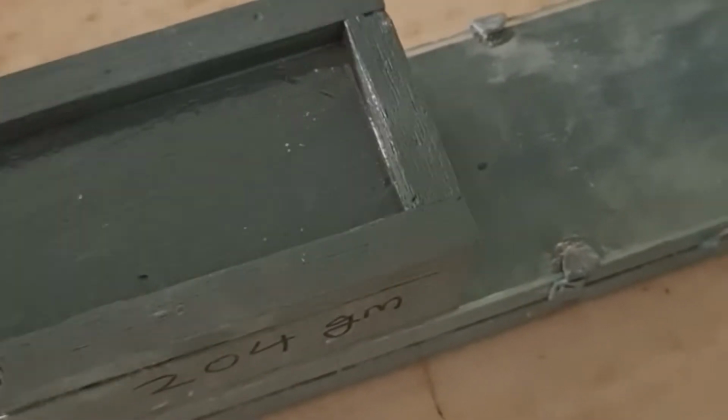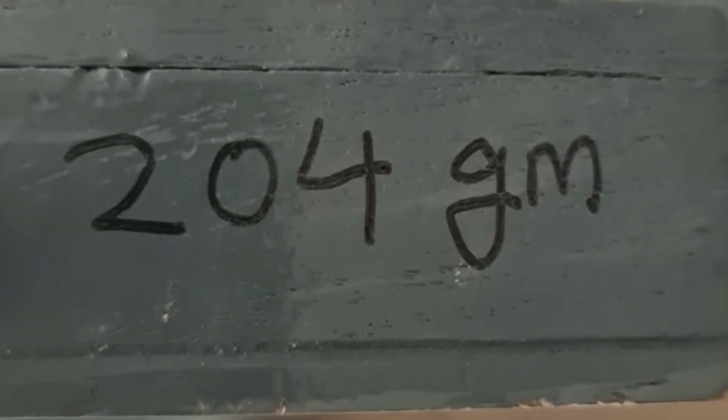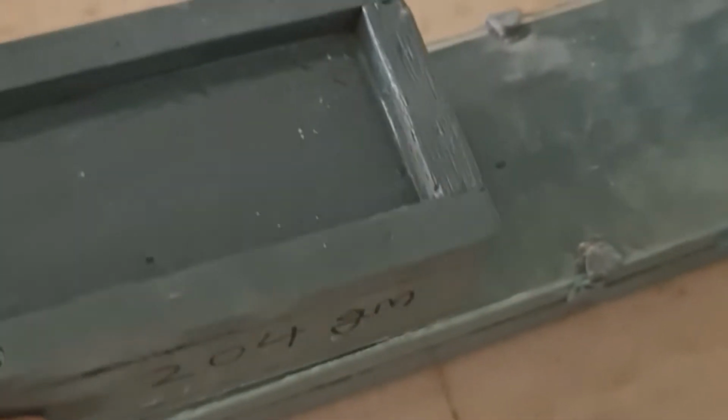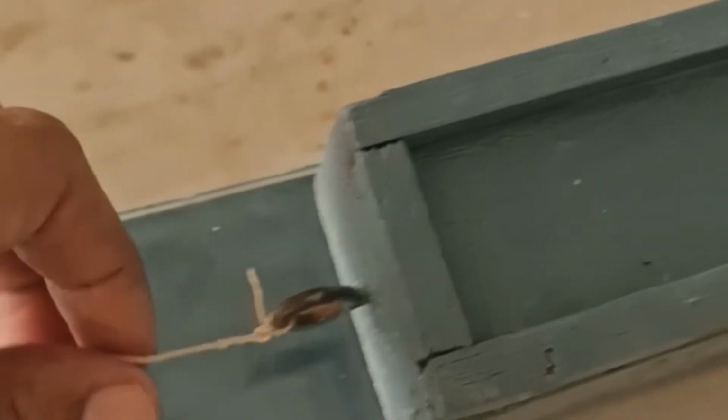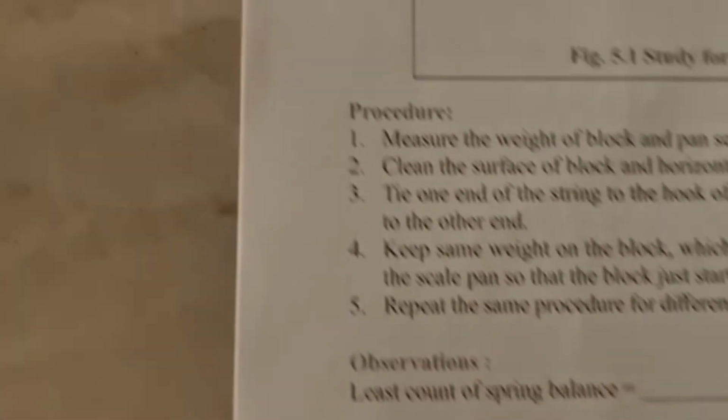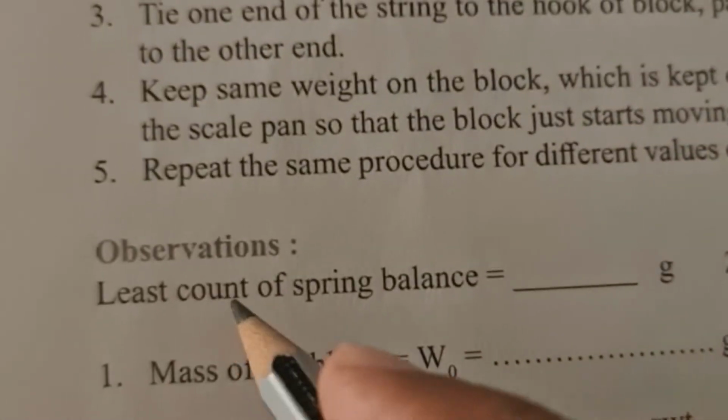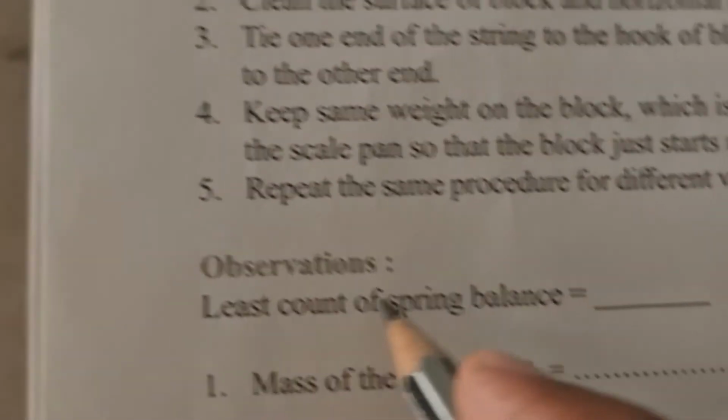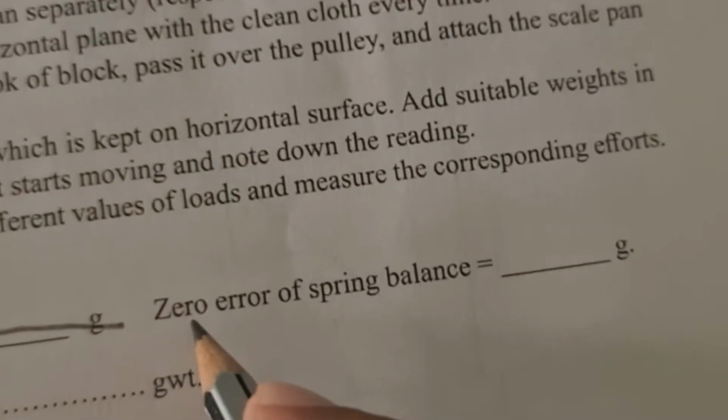For this wooden block, its mass is mentioned over here as 204 gram, and we have also been given a pen here. This pen is attached to this wooden block, and the weight of the pen is mentioned behind as 18 gram. So these things we can write in the observation here. Least count of spring balance is not required. Zero error of the spring balance is not required.